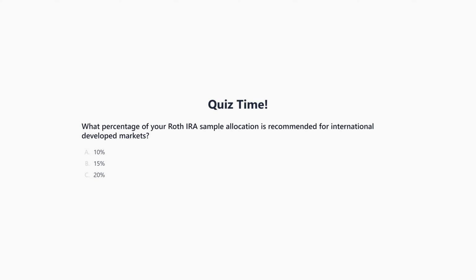What percentage of your Roth IRA sample allocation is recommended for international developed markets? Here are your options: 10%, 15%, 20%. You may pause the video now to think about the answer. We will discuss the answer in the next section of the video.